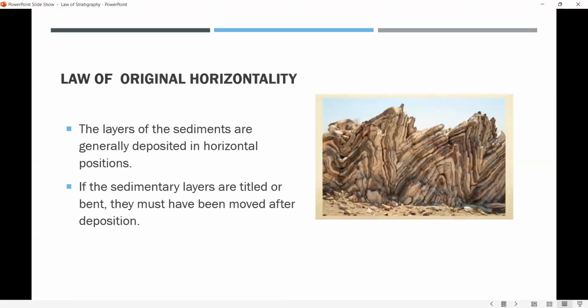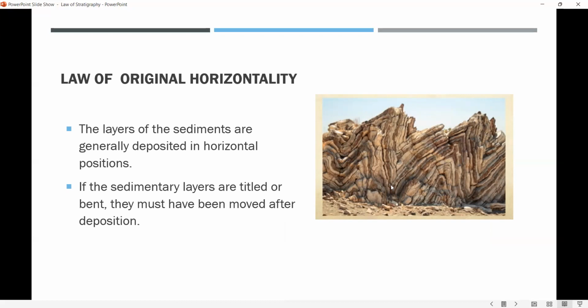Another one is the law of original horizontality. Now, when we say original horizontality, sediments are deposited horizontally before they are transformed into rock. Strata may be tilted or folded by various tectonic movements. However, this principle states that tilted or folded layers used to be flat.